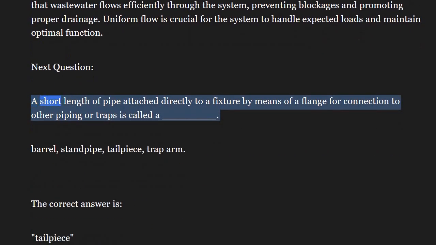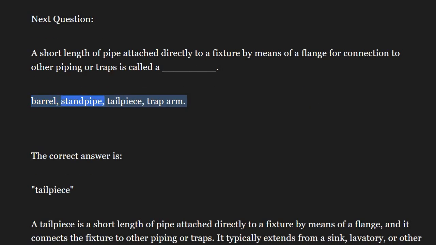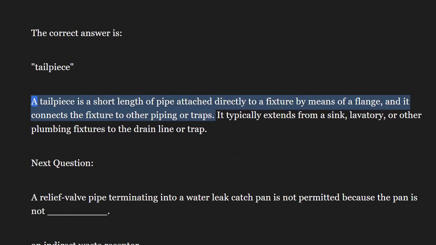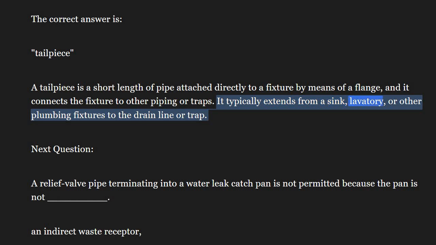Next question. A short length of pipe attached directly to a fixture by means of a flange for connection to other piping or traps is called a barrel, standpipe, tailpiece, trap arm. The correct answer is tailpiece. A tailpiece is a short length of pipe attached directly to a fixture by means of a flange, and it connects the fixture to other piping or traps. It typically extends from a sink, lavatory, or other plumbing fixtures to the drain line or trap.